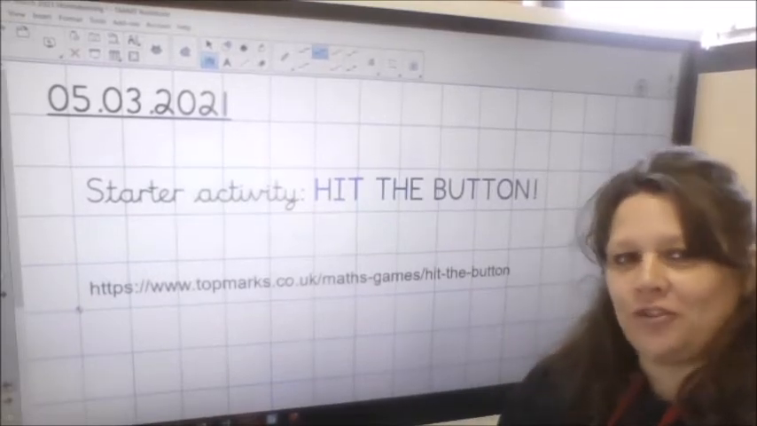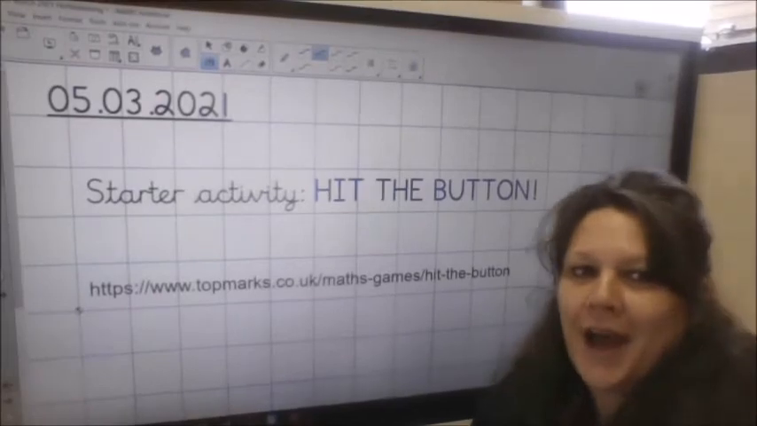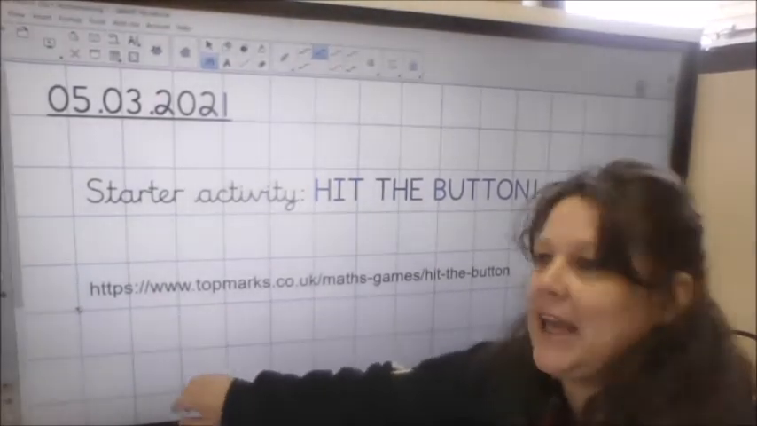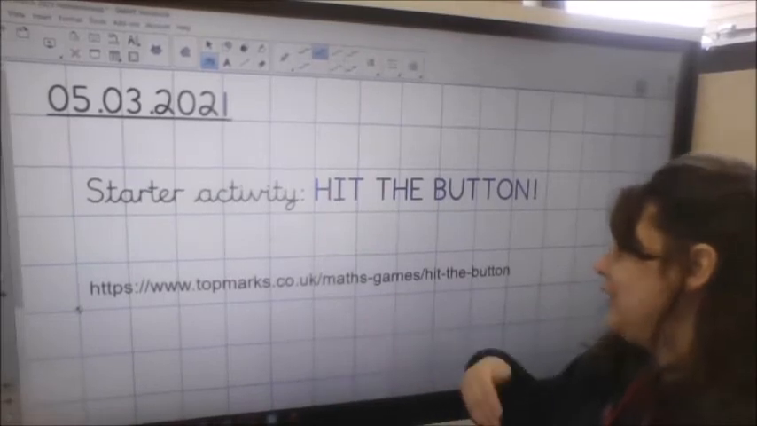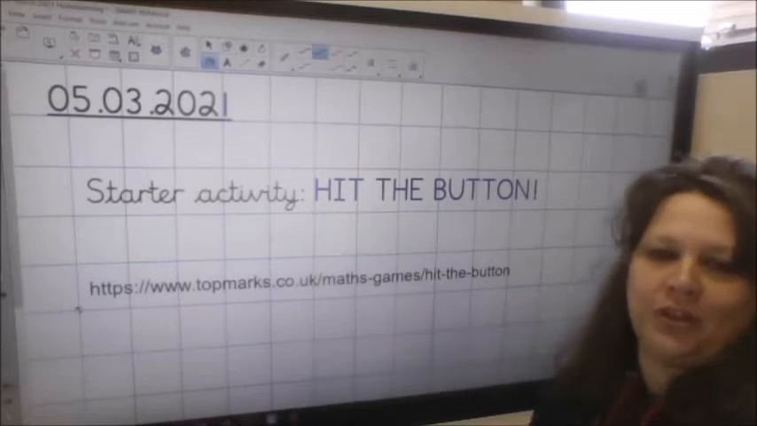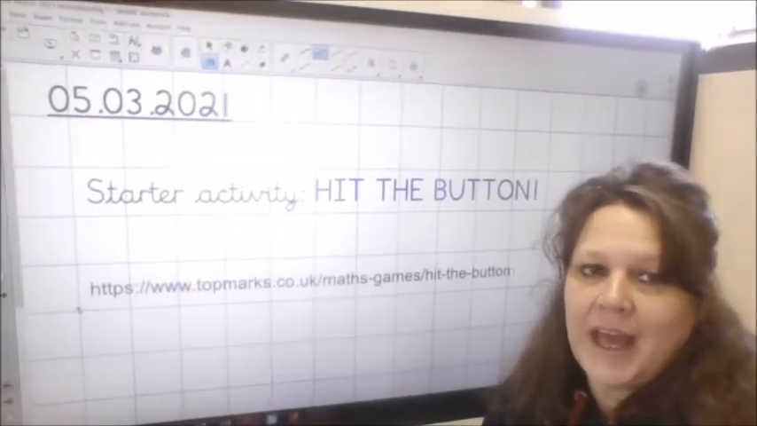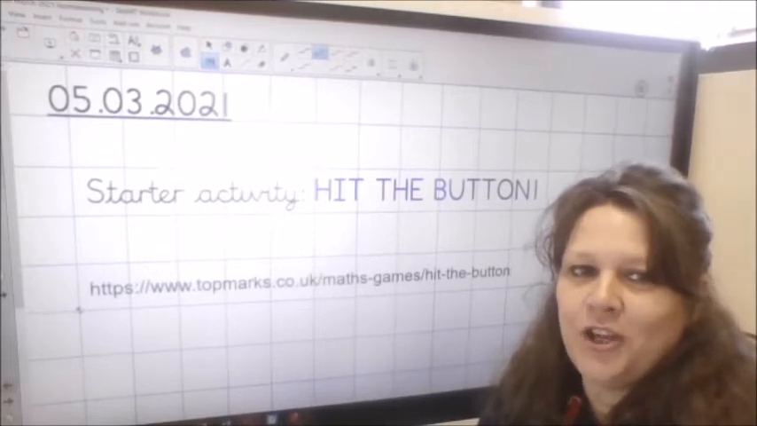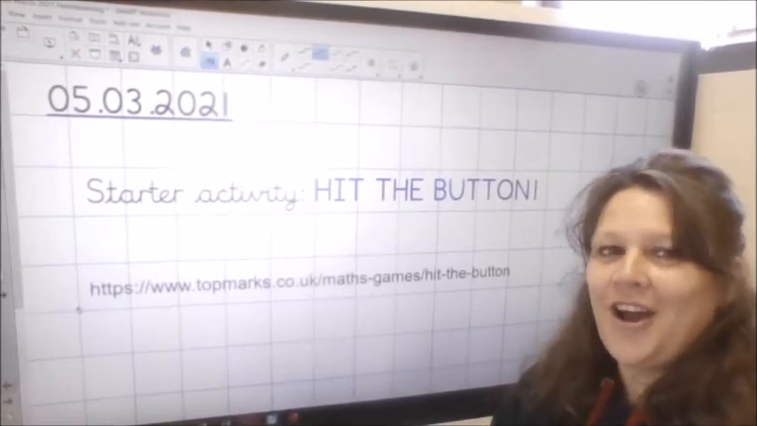So let's get our brains working mathematically then. We're going to do a starter activity, and you're going to have a little go at Hit the Button. You've got the link here, topmarks.co.uk/maths-games/hit-the-button. Have a little go at lots of the activities that are on there and see how many you can complete successfully. All right, off you go.